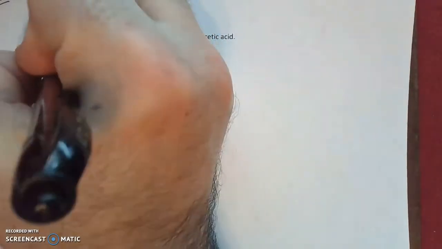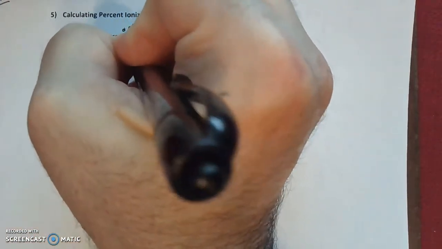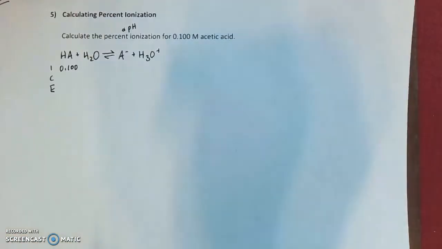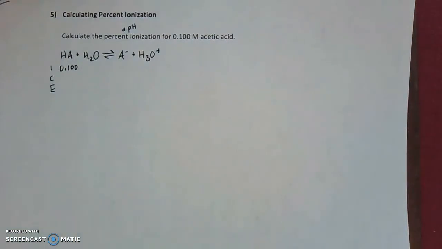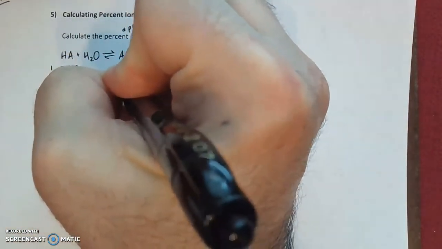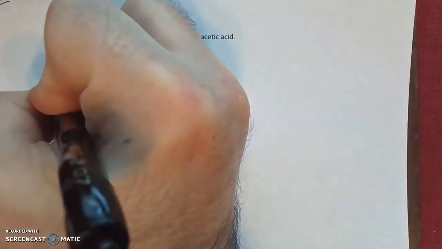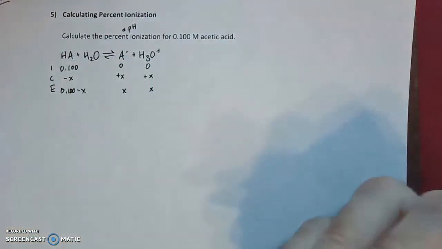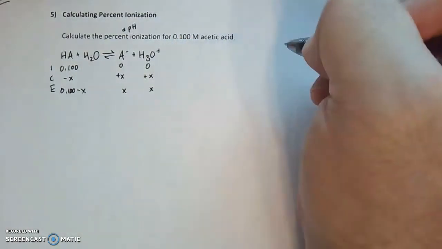So we know that we can use our generic acid equation. And the only piece of information we have is 0.100 molar HA. So this is probably about as complicated as these ICE charts get here. They pretty much all look the same.